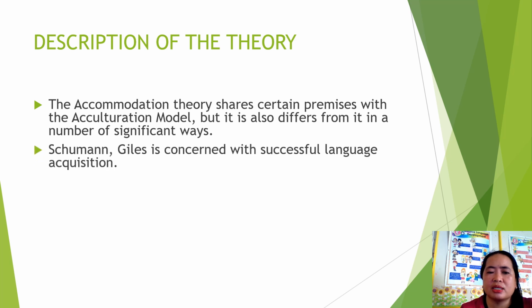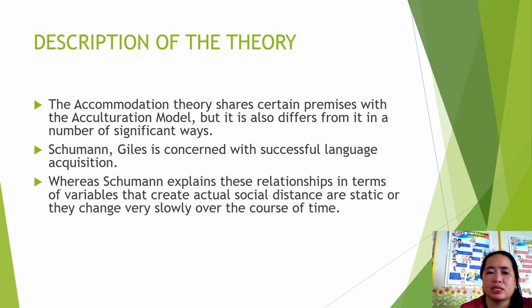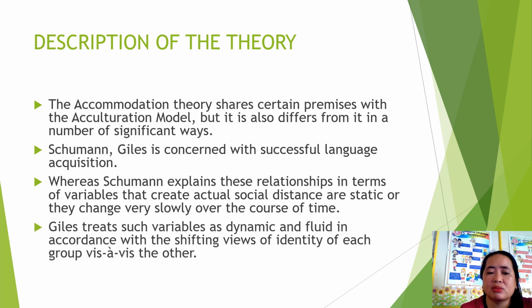Also, Schumann's model is concerned with successful language acquisition, whereas Schumann explained this relationship in terms of variables that create actual social distance, which are static or change very slowly over the course of time. Next, Giles treats such variables as dynamic and fluid, in accordance with shifting views of identity of one's group vis-a-vis the others. So that is the description of the theory.